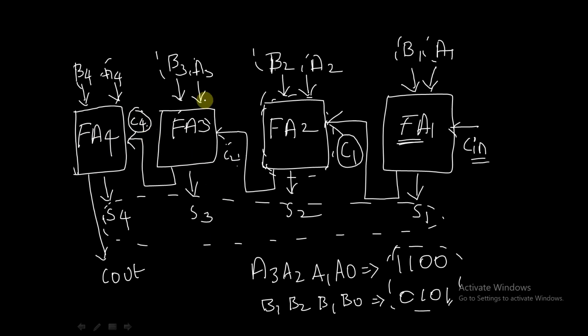Due to this, the propagation delay increases, or the delay to get the output increases. If the carry generation is delayed, then the propagation delay increases, and we get the output at a delay. So that is how the ripple carry adder works.